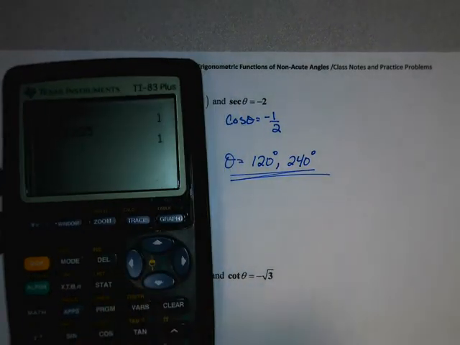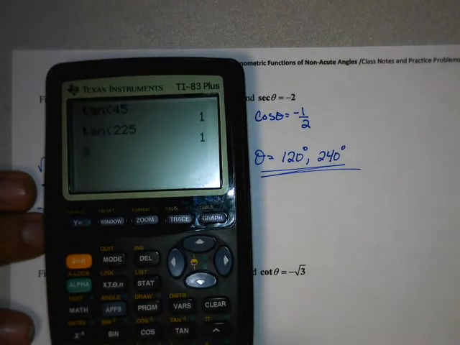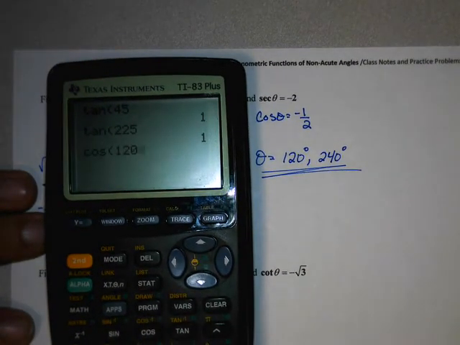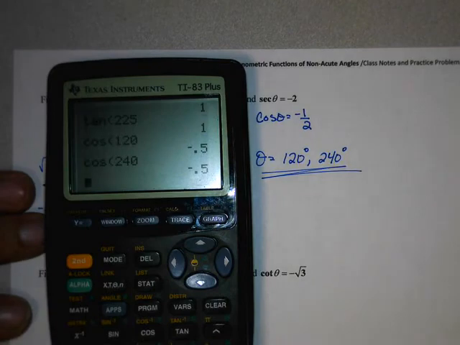So we want to get negative 1/2. If we go cosine 120 degrees, there's that negative 0.5, and cosine 240 degrees is negative 0.5.